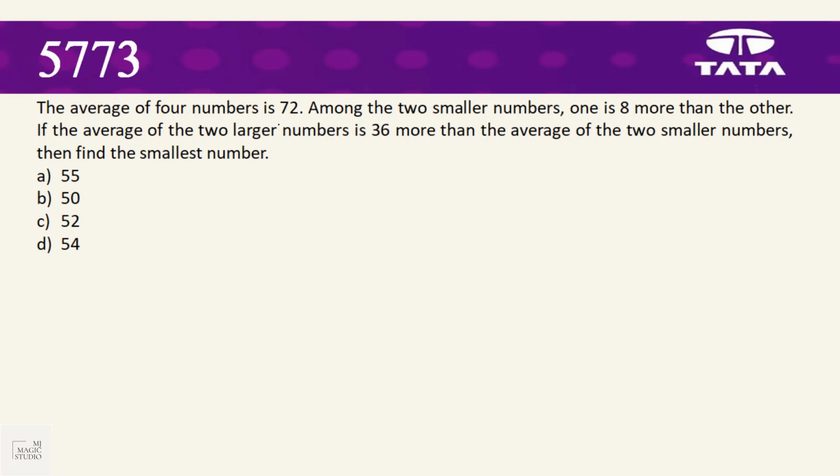The average of 4 numbers is 72. We have got 4 numbers, its average is 72. That means the total is 72 into 4, that is 288. Among the two smaller numbers, one is 8 more than the other. Let these numbers be in ascending order. This is the smallest, x, and this is 8 more than the smallest.